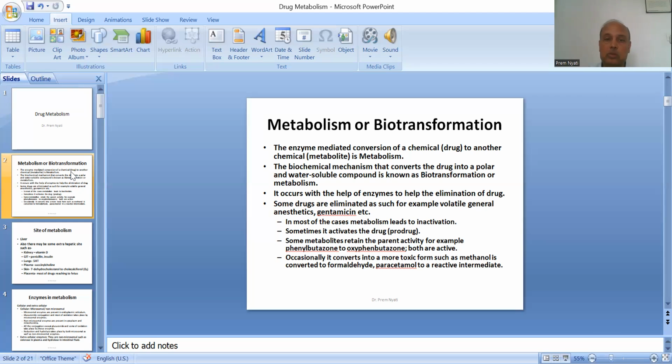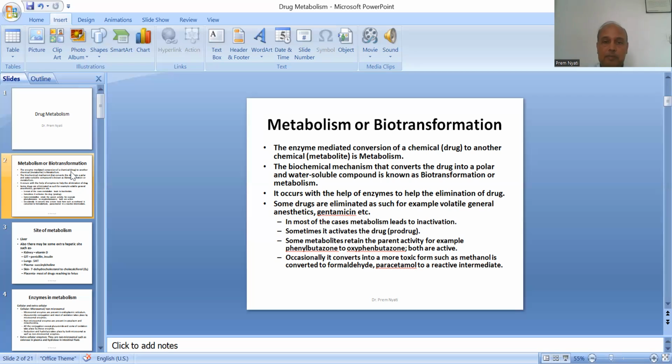So today we are going to see the drug metabolism. What is this metabolism? What are the various enzymes involved in this metabolism? What are the steps of metabolism? What are the factors that affect the process of metabolism? So that is the target for today's session.